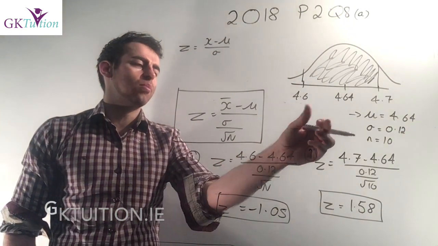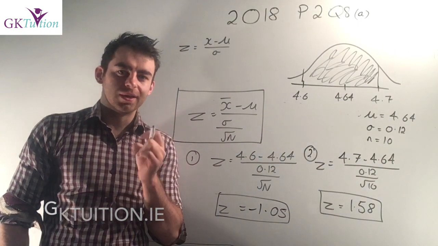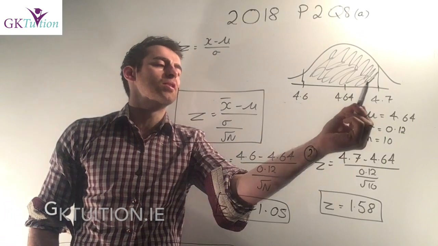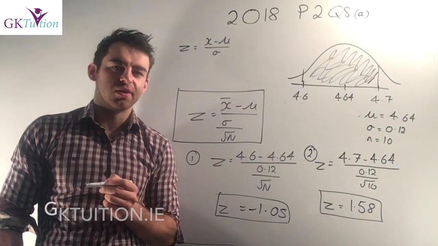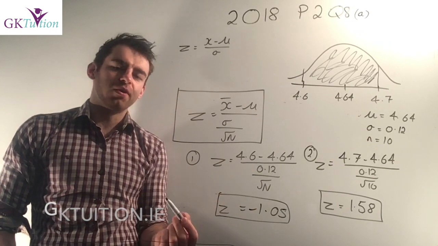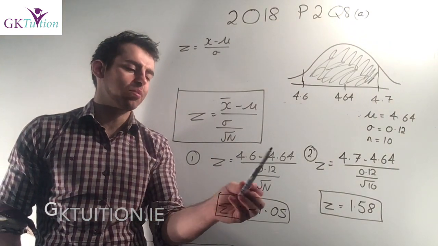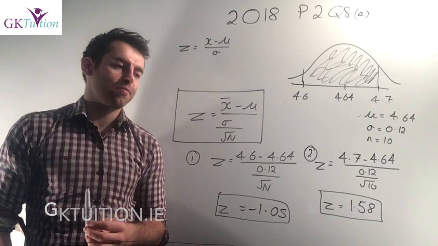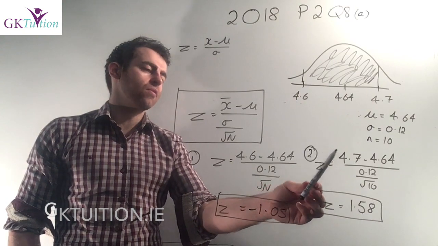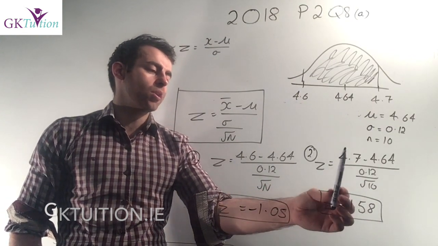So if you have a sample mean, in this case I'm really dealing with 10 bars, trying to figure out the probability that 10 bars will lie between 4.6 and 4.7. So I have to use this formula as opposed to the standardizing formula. As you can see, I've already worked this out. For number 1 here, I've used 4.6 as my sample mean, and the z-score in that case works out as minus 1.05. For the second solution, I've used 4.7 as my sample mean, and my z-score worked out as 1.58.